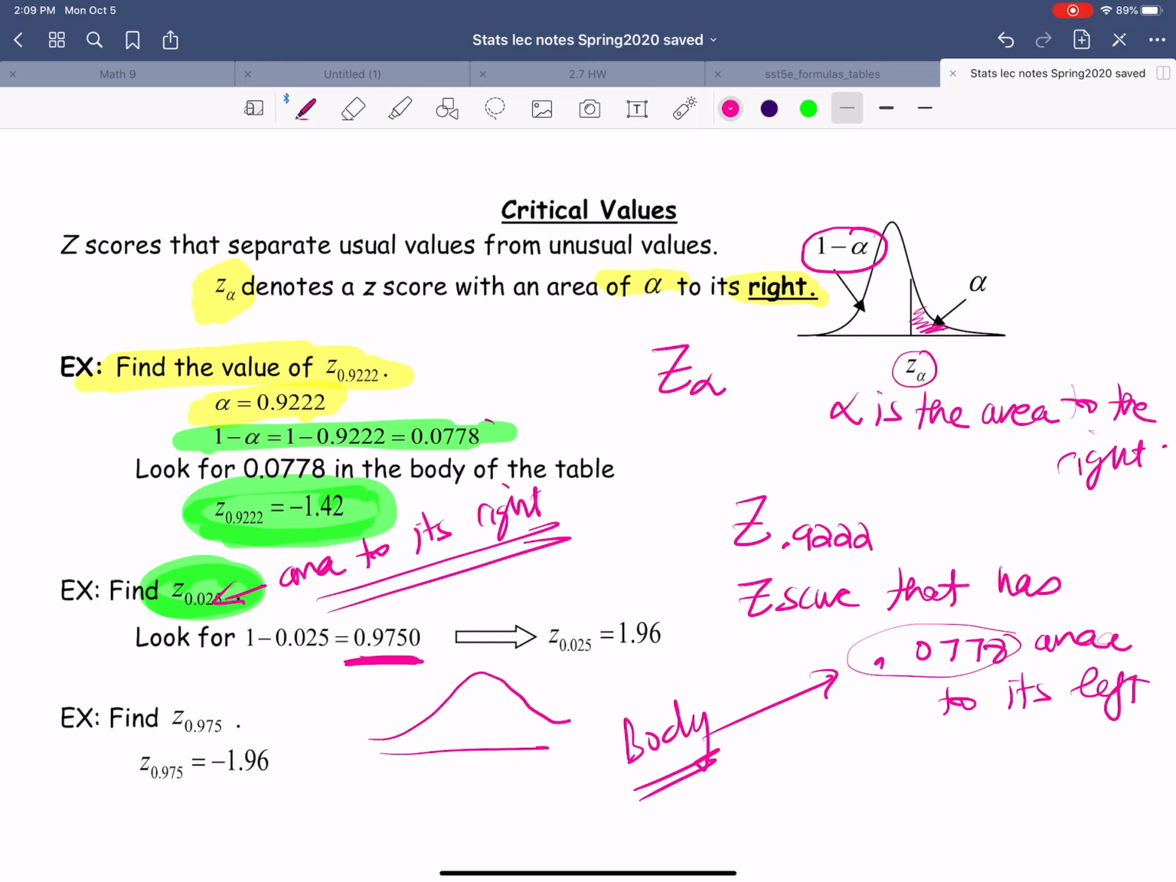Go ahead and draw 0.025. 0.025 is the area to the right. It's not the z-score, it's the area to the right. How much area would it have to the left? So all this blue area, because the total area is 1, the blue area would be 1 minus 0.025, which is 0.9750. And that is the area to the left of the z-score.